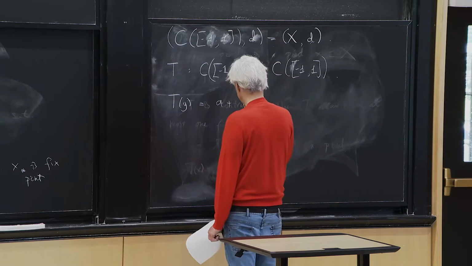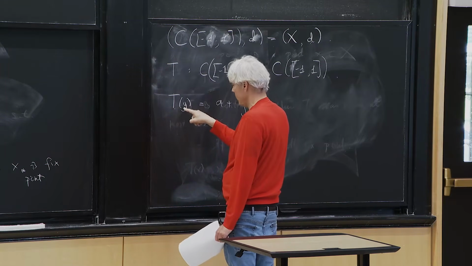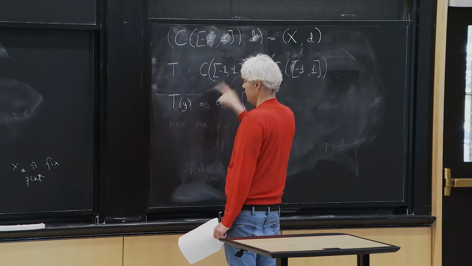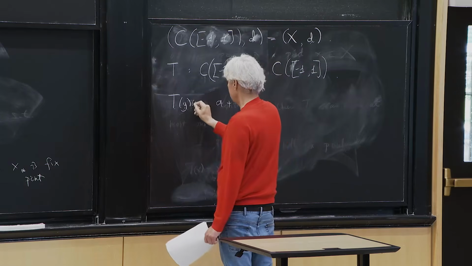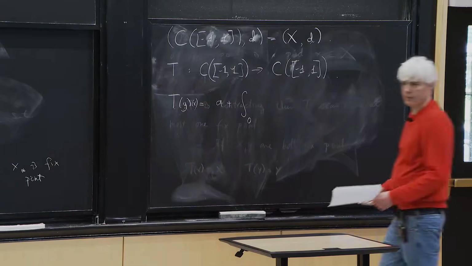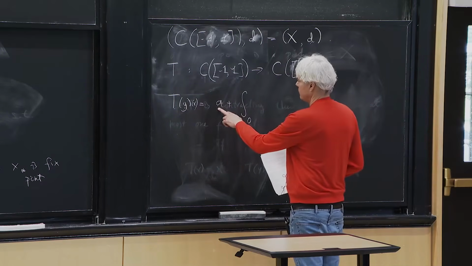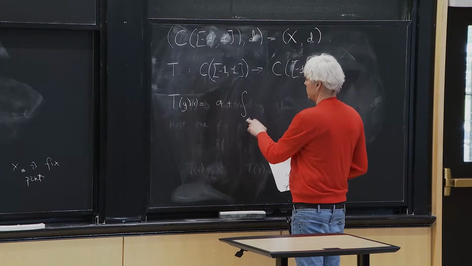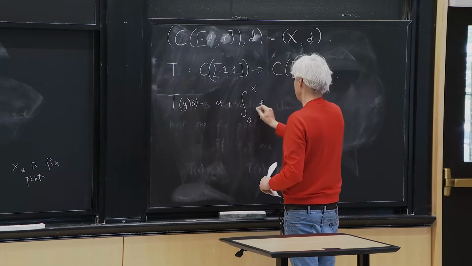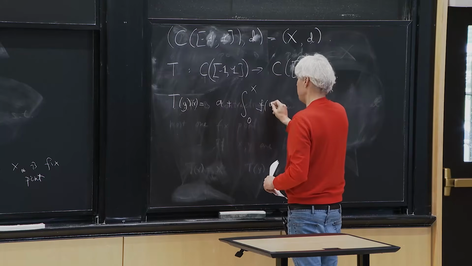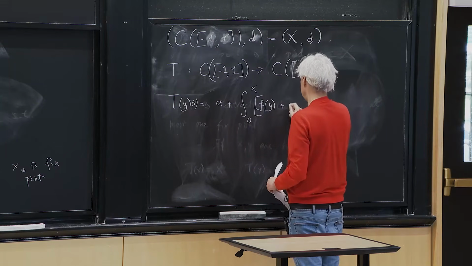So T of y is an element here. This one here is also supposed to be an element here. So this is a function. So we want to find out what the value is at x. And it's this constant a, plus the integral from 0 to x of f of y, plus g of x.